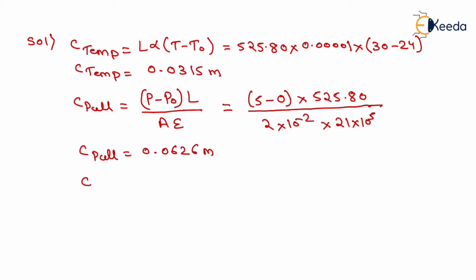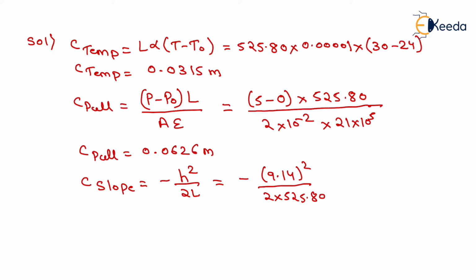Now we need to find the correction due to slope, and its formula is minus h square upon 2L. Here the value of h is already given in the question, that is 9.14 whole square divided by 2 into the value of L, which is 525.80. On solving this, we will get the value of correction due to slope. It will be equals to minus 0.0795 meter. That will be the value of correction due to slope.